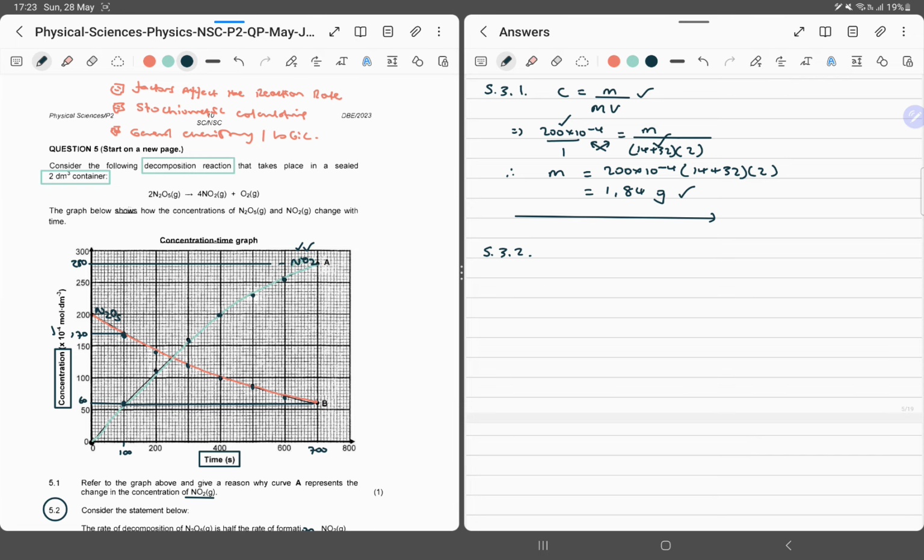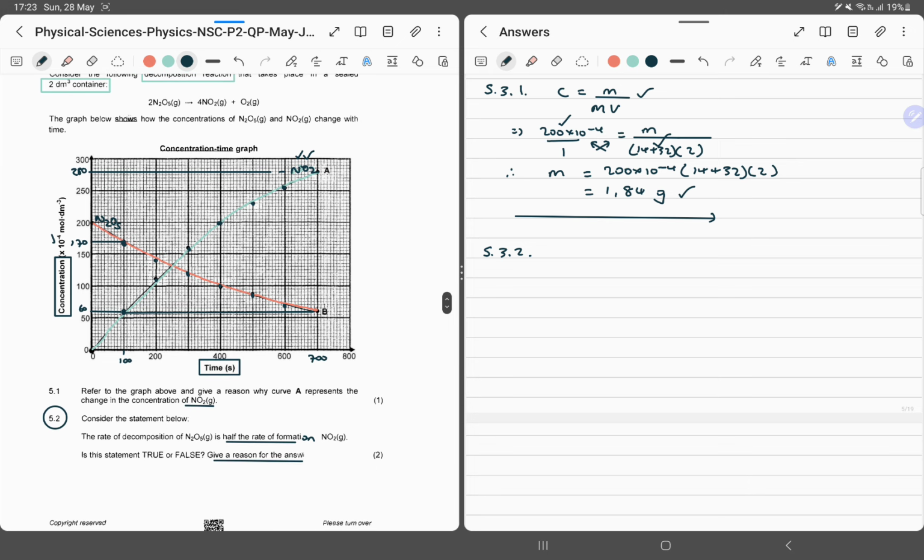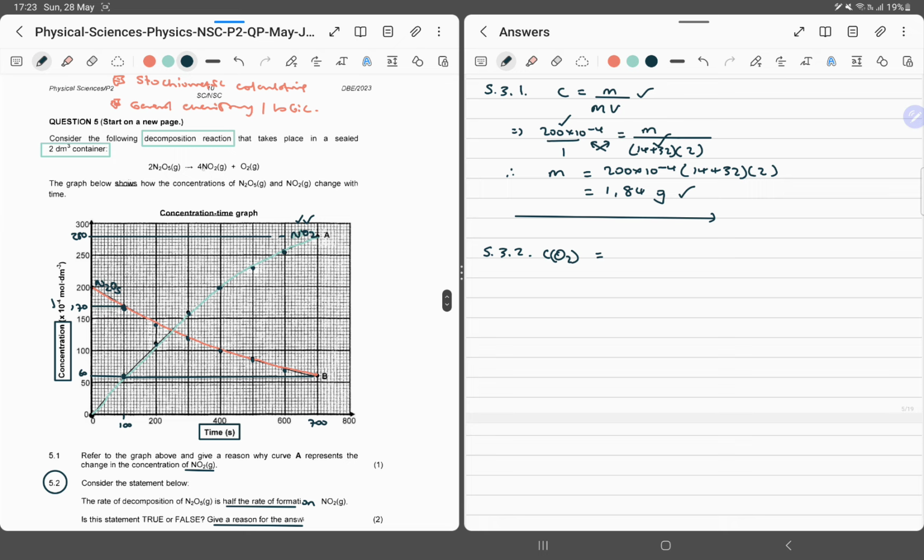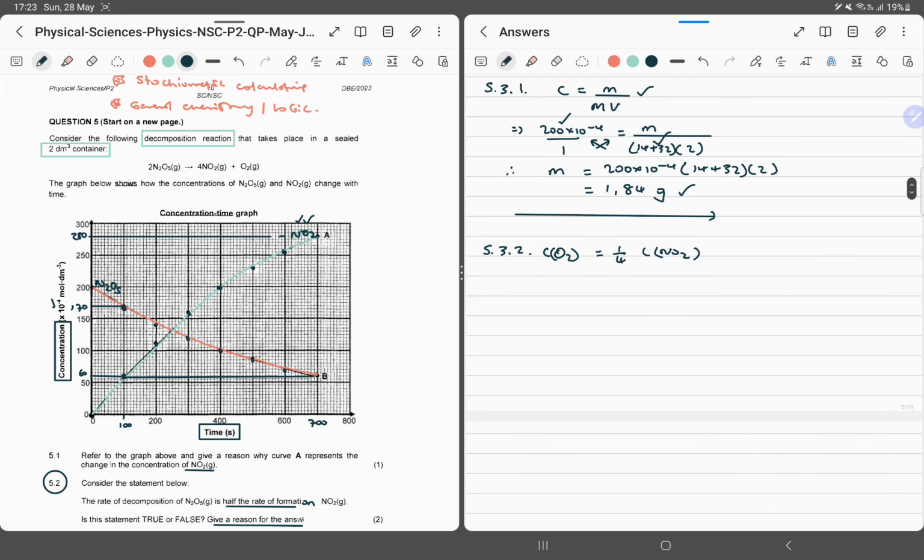What we can say here, we want the concentration of the oxygen. It is going to be equal to, now the stoichiometric relationship is going to be a quarter of the concentration of nitrogen dioxide gas. So that is what we need. Of course, these are molar concentrations, so you can safely do this. But if you wanted, you could go around the long route, do number of moles. It's not a big deal.